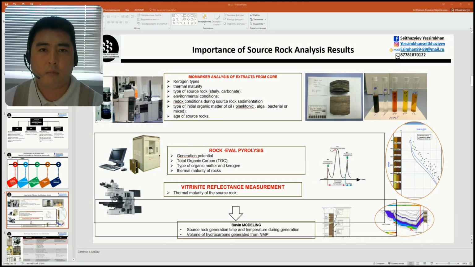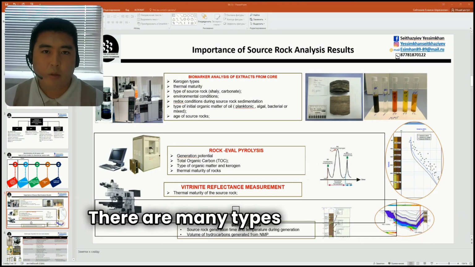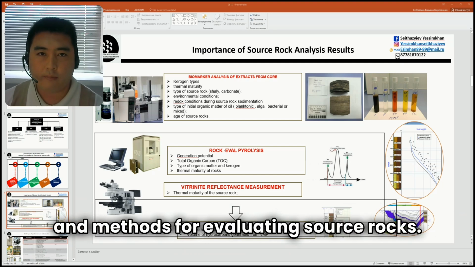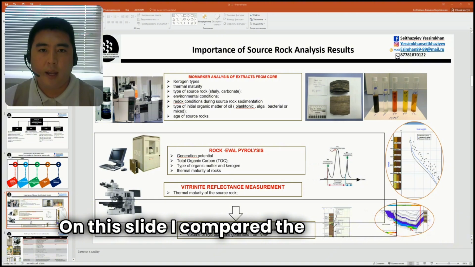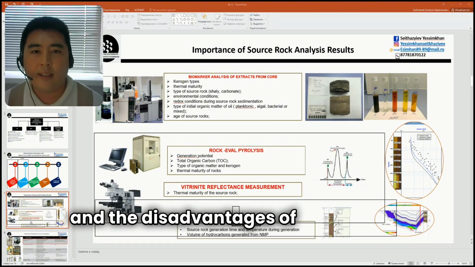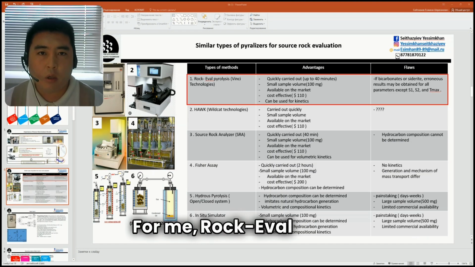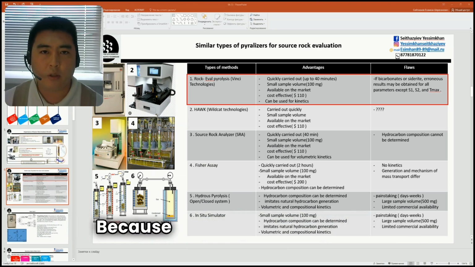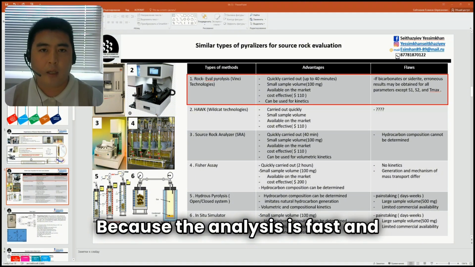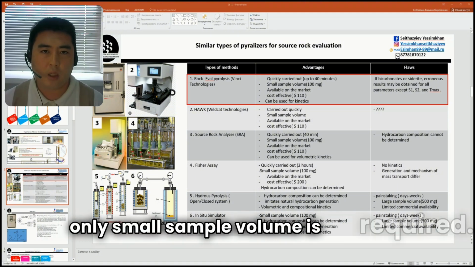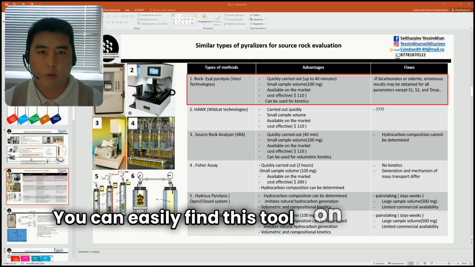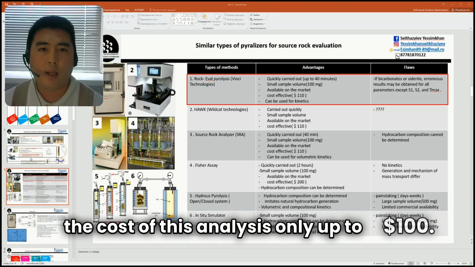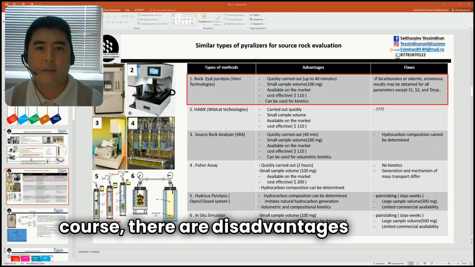There are many types of pyrolysis techniques and methods for evaluating source rocks. On this slide, I compare the advantages and the disadvantages of 6 different methods. For me, Rock-Eval is the most versatile and effective method because the analysis is fast and only small sample volume is required. You can easily find this tool on the market, and the cost of this analysis is only up to $100. Of course, there are disadvantages as well.